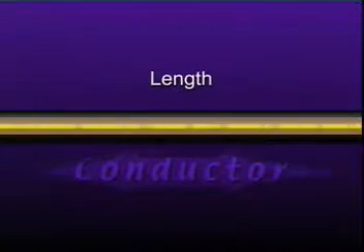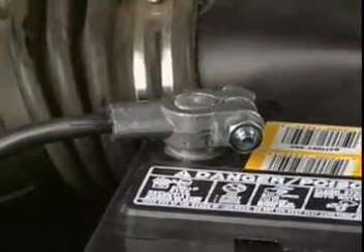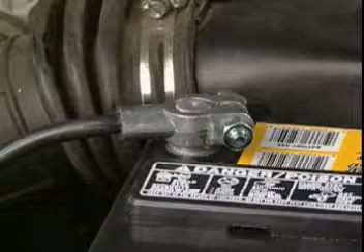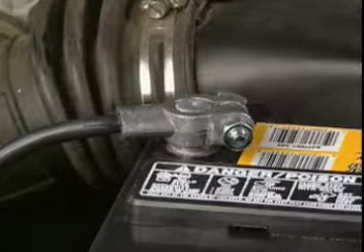Another factor influencing how current travels through a conductor is its length. Remember, even though copper is a good conductor, it still has resistance. If you look at the size of the wires that connect the battery to the cranking motor, you will notice that they have a very large diameter and are relatively short.